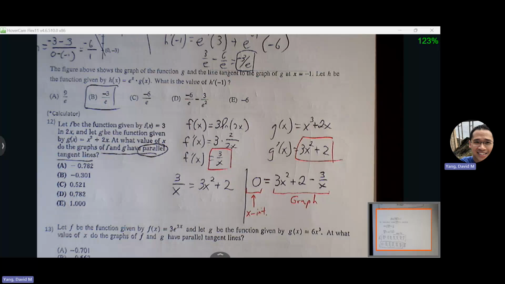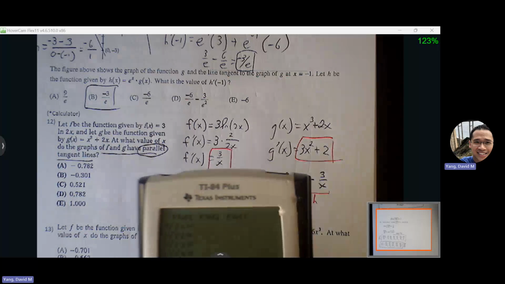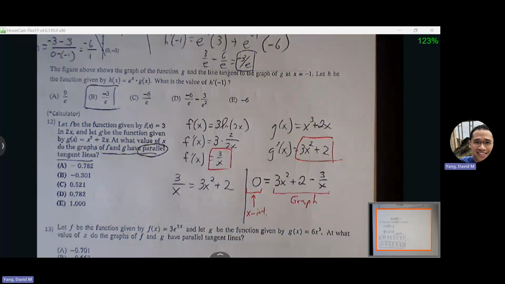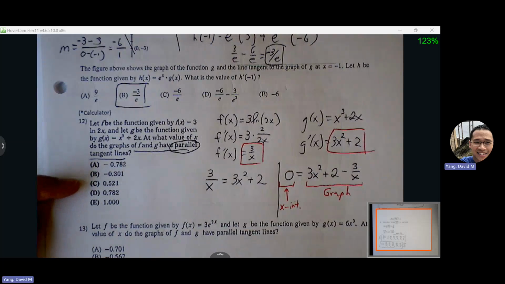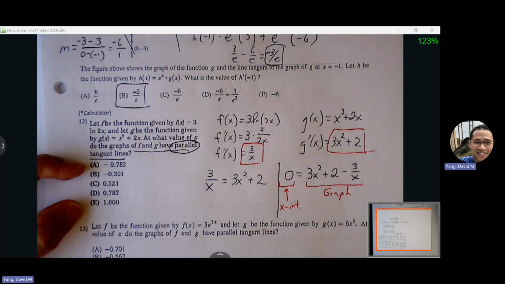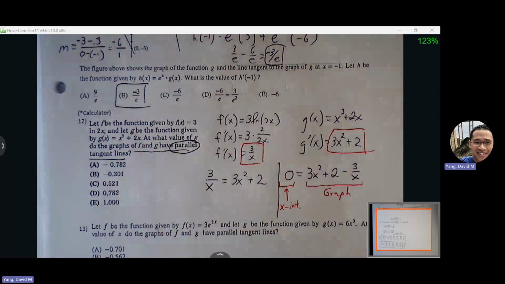Just make the calculator look for an x-intercept. So under y1, I'll type in 3x squared plus 2 minus 3 over x. If you look at all your x values here, these are all the potential solutions. So I'm just going to set my window to values around this. I know that it's got to be one of these x values here, so I'll just go from, let's say, -1 to 2, maybe, or -1 to 1.